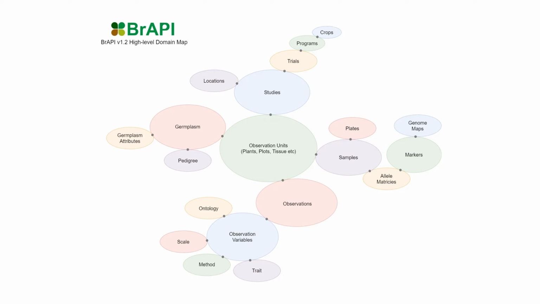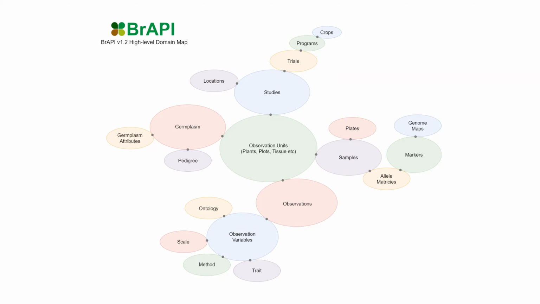So up at the top arm there, we have a hierarchical structure for data organization. At the very top, you can split things into crops, and then a crop will have one or more programs associated with it. A program will have one or more trials associated with it, and a trial will have one or more studies associated with it. A study may or may not have a location associated with it.